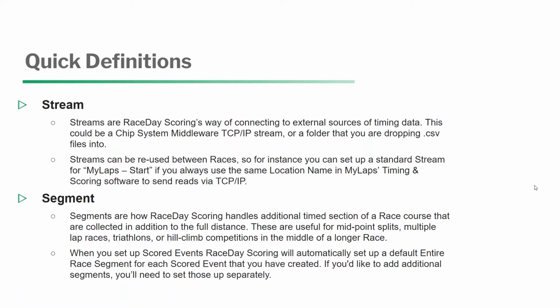Segments are different. Segments are how RaceDay Scoring handles additional timing sections of the race course, and they're collected up to make a full distance. So these are midpoint splits, multiple laps, tries, hill climbs. They're in the middle of a greater race. And so when you set up an event in RaceDay Scoring, it automatically creates a default entire race segment. And I'll show you that. And that's for each scored event that you've created. But if you do want additional segments, which is what we're here to talk about, you'll need to set those up separately.